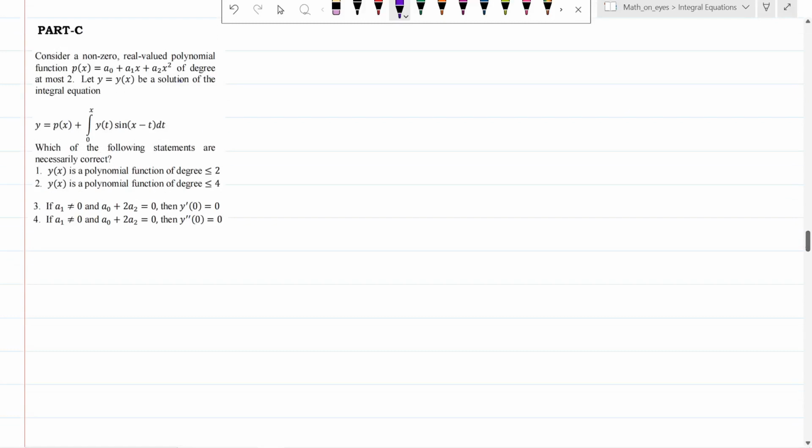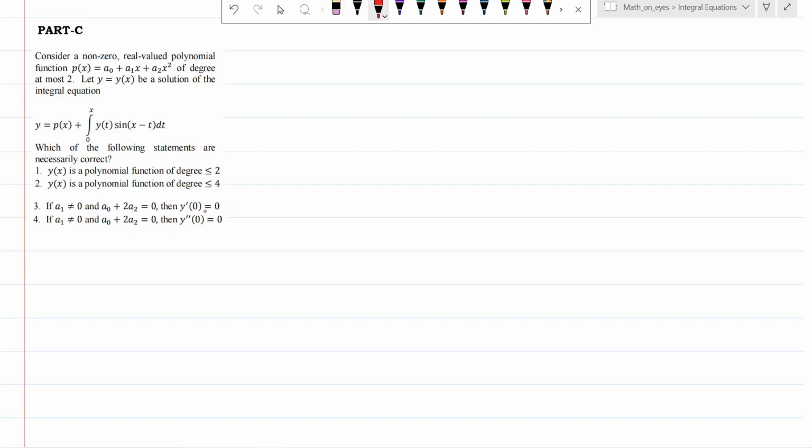From part C. Consider a non-zero real valued polynomial function p of x is equal to a naught plus a1x plus a2x squared of degree at most 2. Let y is equal to y of x be the solution of the integral equation. Which of the following statements are necessarily correct? y of x is a polynomial function of degree less than or equal to 2. y of x is a polynomial function of degree less than or equal to 4. And then they have given conditions on a1, a0 and a2. Then we need to verify for y dash of 0 and y double dash of 0.